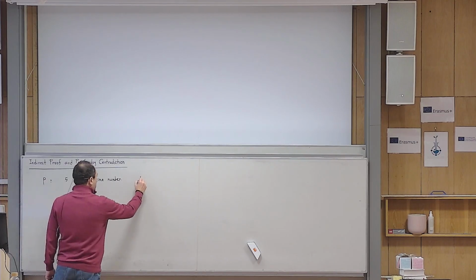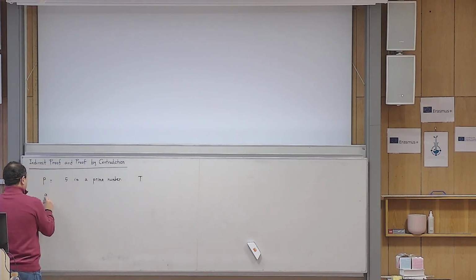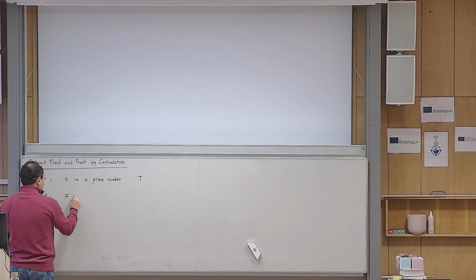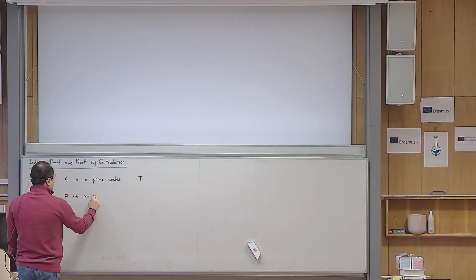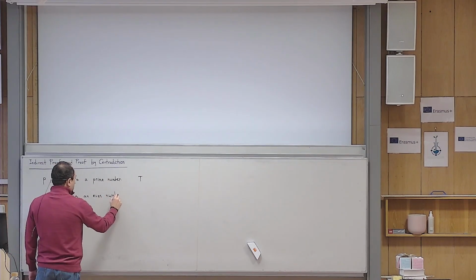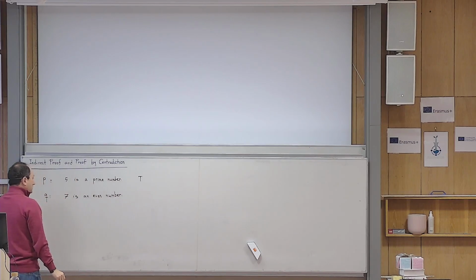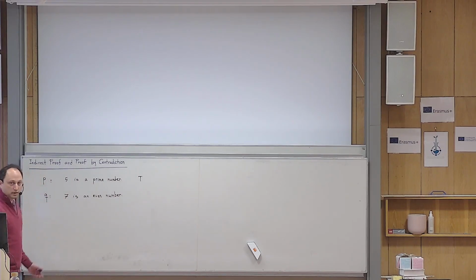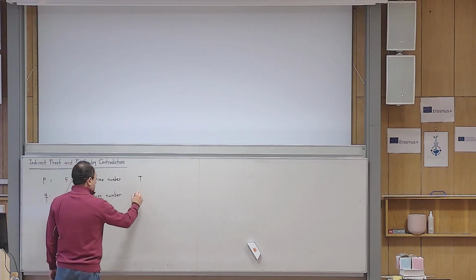So that is true. I can have another statement Q. For example, I can write: 7 is an even number. This is also declaring something to you. It's a declarative sentence, but of course its value is clearly false.